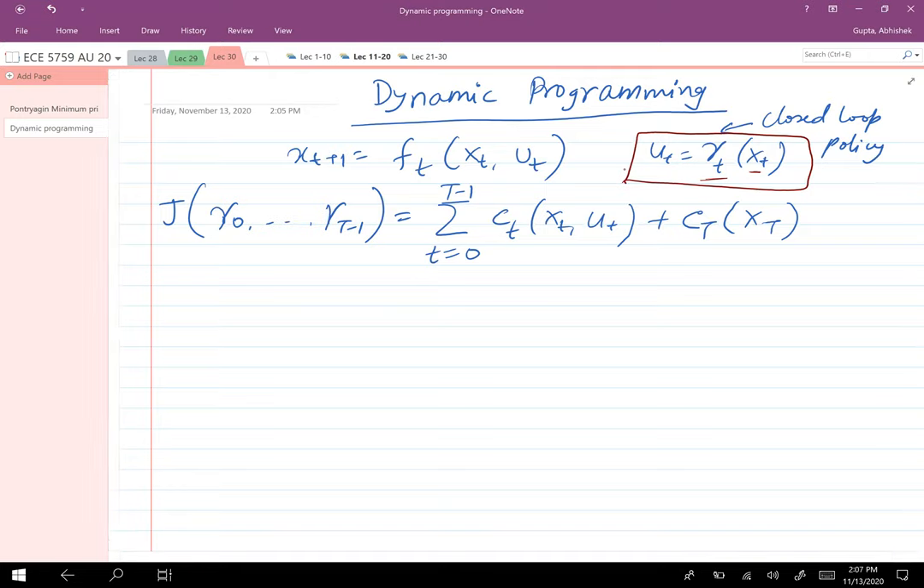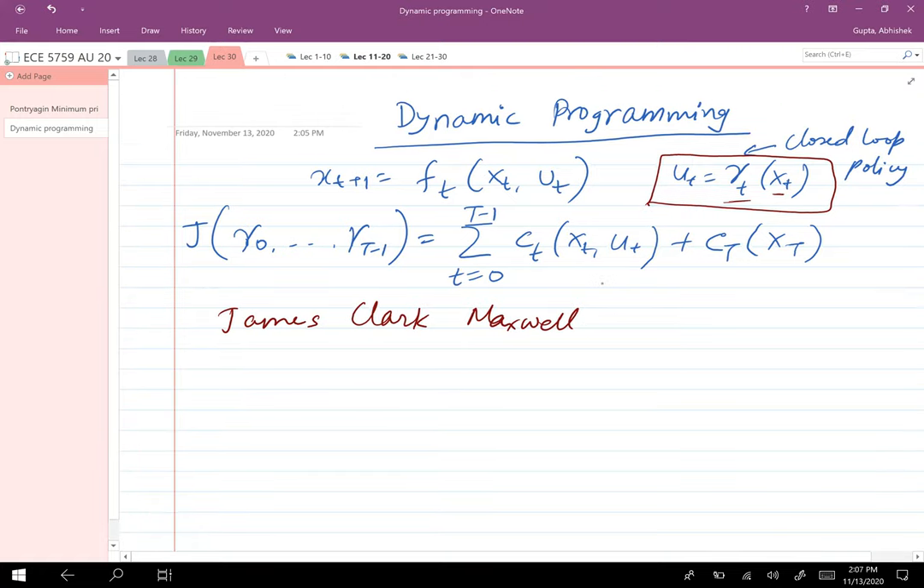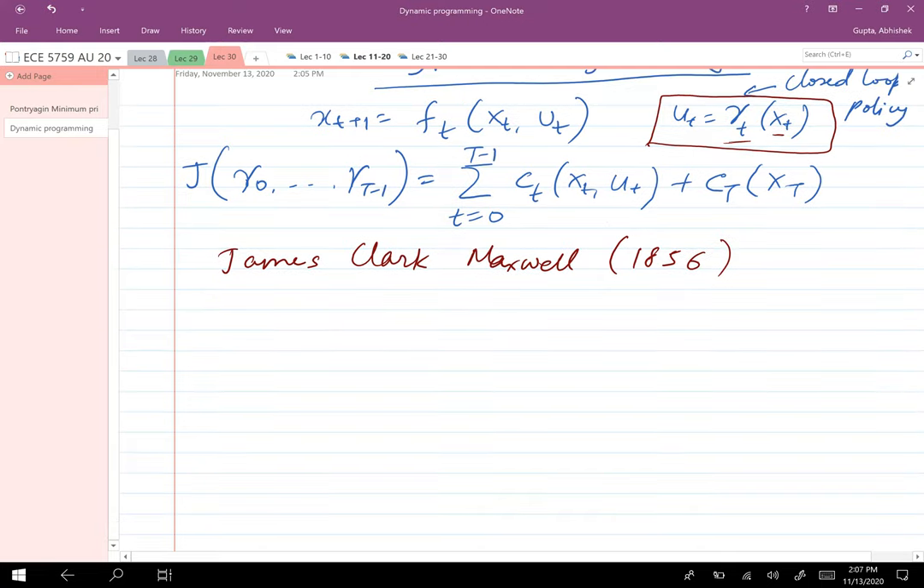One of the first papers written on closed loop policy is written by actually James Clerk Maxwell. I'm sure you would have studied it in your 3551 or feedback controls class. This was in 1856-ish. I don't remember the exact year, but it's around the 1850s. And the title of the paper is On Governors.